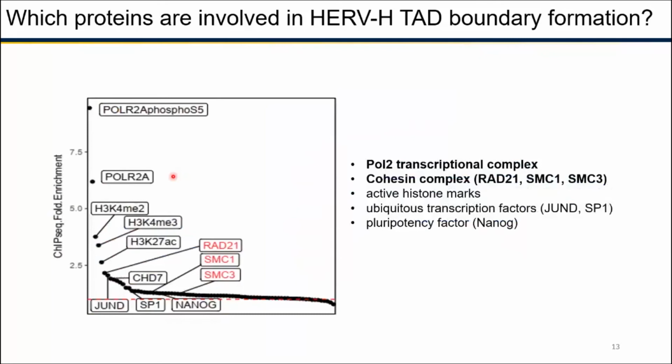So to further explore which candidate proteins are involved in the HERV-H TAD boundary formation, we analyzed the ChIP-seq data from ENCODE and other sources in the pluripotent stem cells. First, we found enrichment of various forms of POL2 and all 3 subunits of cohesin complex in the highly transcribed HERV-Hs, as well as other active histone marks and some transcription factors.